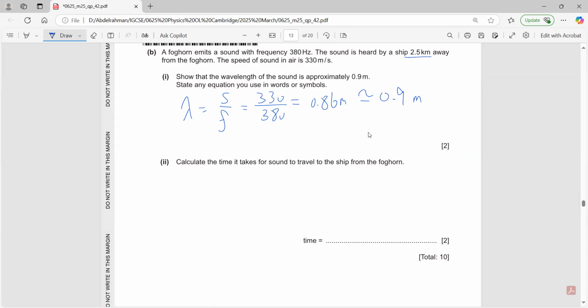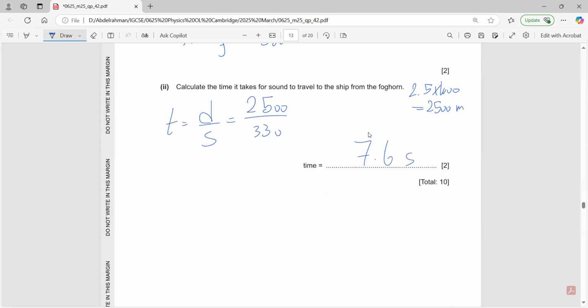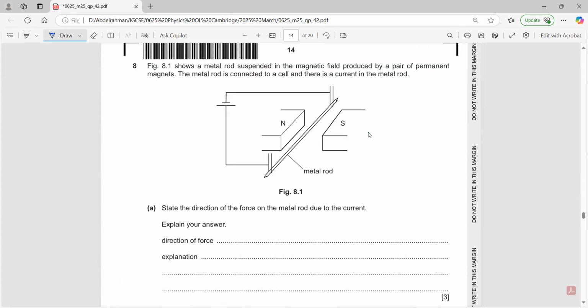So calculate the time taken. Speed equals distance over time, so time equals distance over speed. Distance is 2.5 kilometers. Definitely need to convert it to meters, times 1000, which is 2,500 meters. 2,500 meters over the speed of sound, which is 330 meters per second. This gives a time of 7.6 seconds.